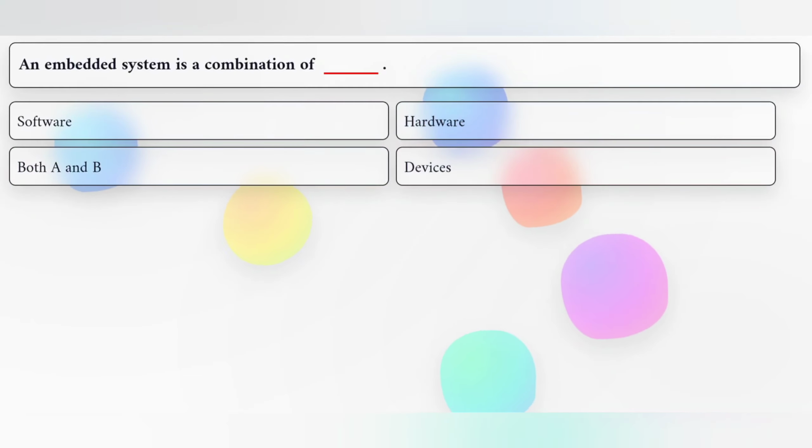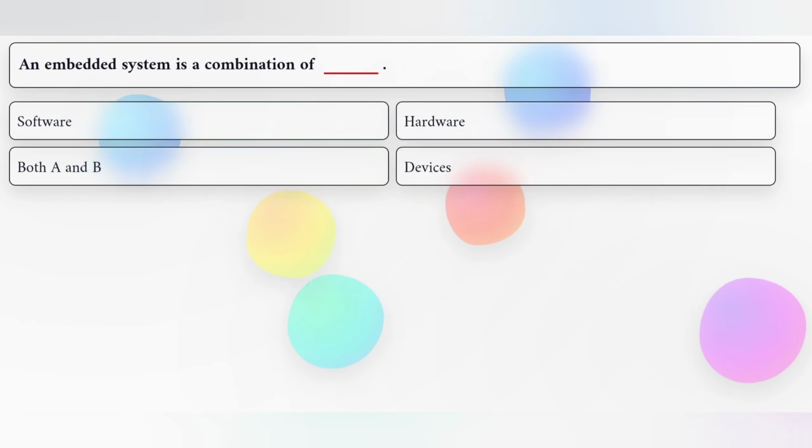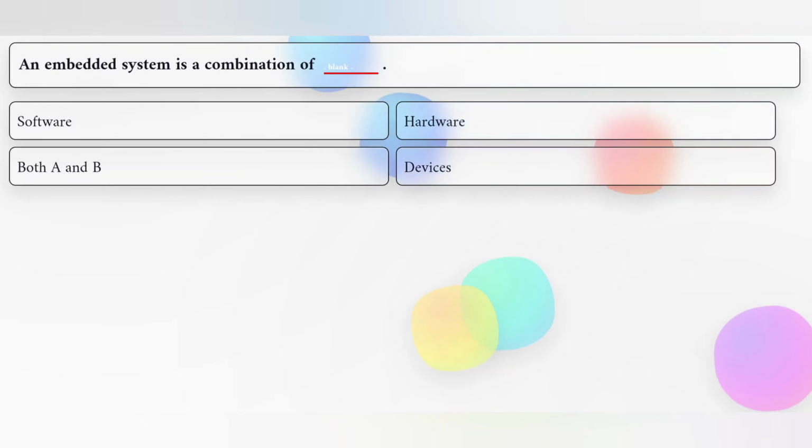An embedded system is a combination of blank: software, hardware, both A and B, devices.